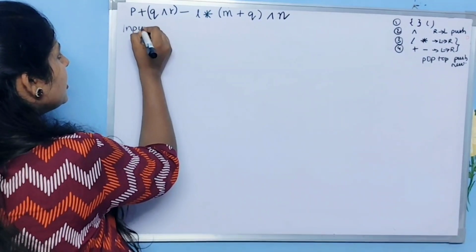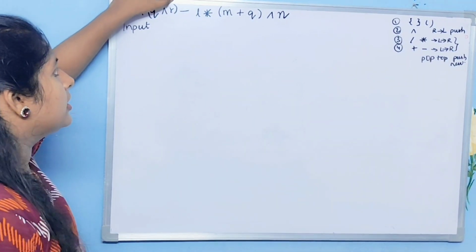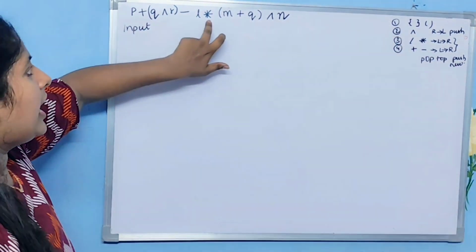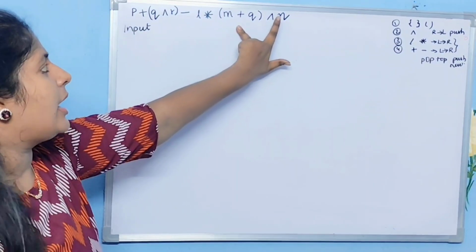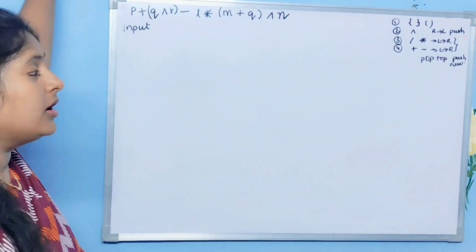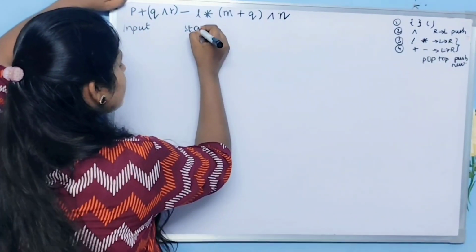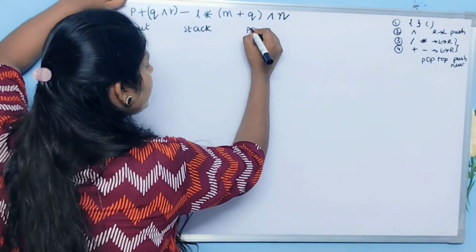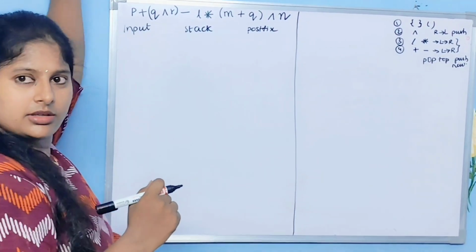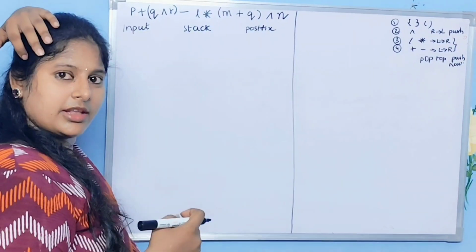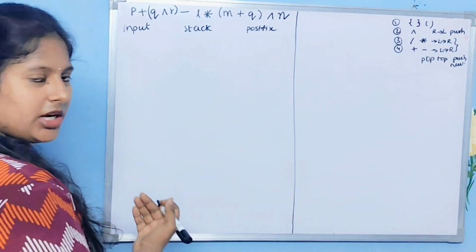Okay. Well, one more expression. This is my expression: P plus left parenthesis Q cap R right parenthesis minus L asterisk left parenthesis M plus Q right parenthesis cap N. This is the expression we are going to solve right now. Okay. My input stack. Because of my space constraint, I'm not able to leave all the rules here. So I hope you all have already written all the rules, so you can answer me from that.